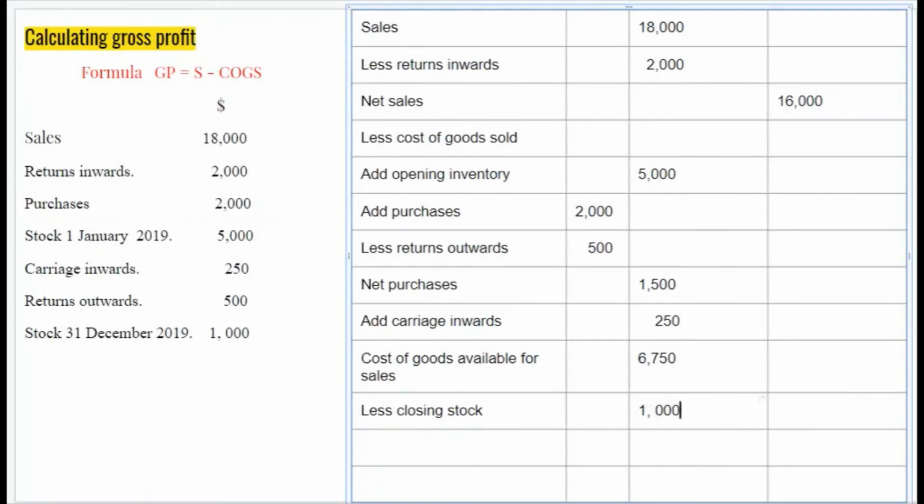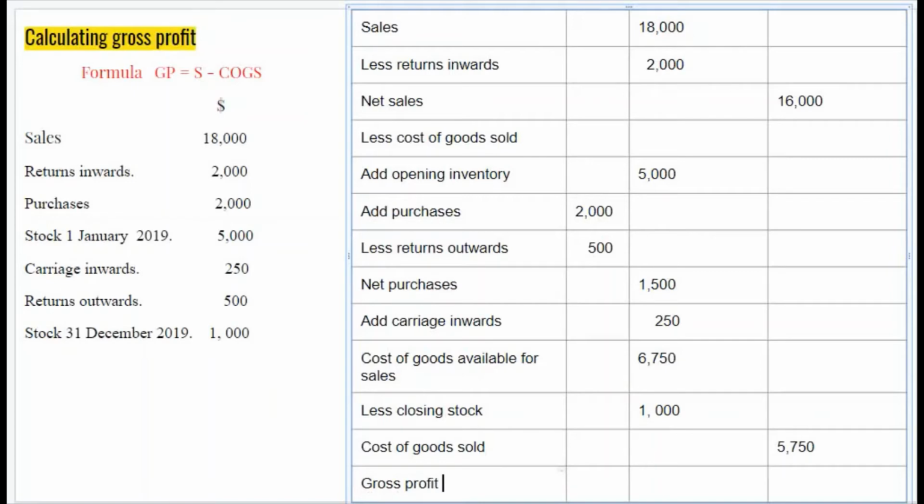Now when we subtract 1,000 from 6,750, we are going to be left with 5,750. Very good. This 5,750 is known as your cost of goods sold. Now that you know your cost of goods sold and you have your total sales, you can go ahead and subtract to get your gross profit.